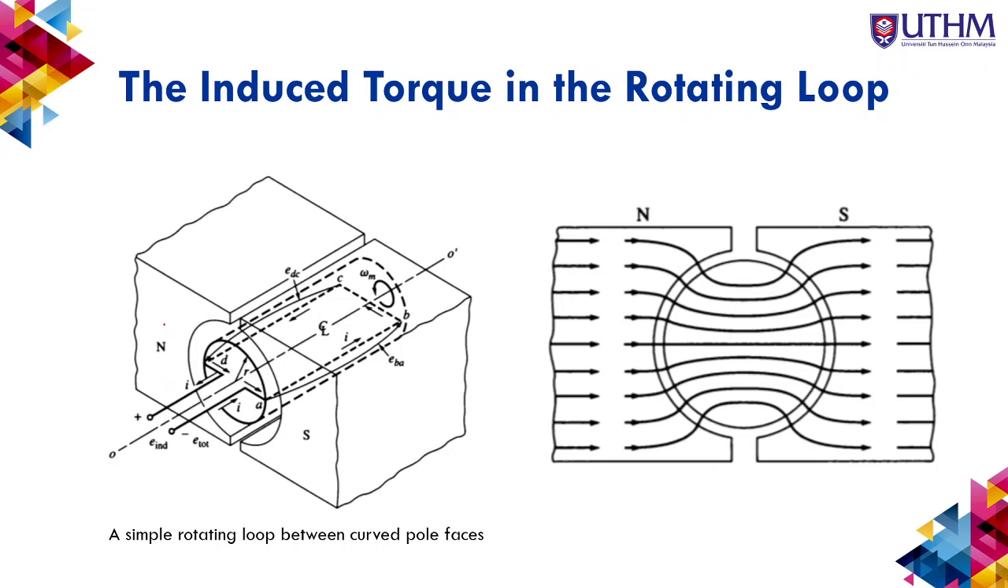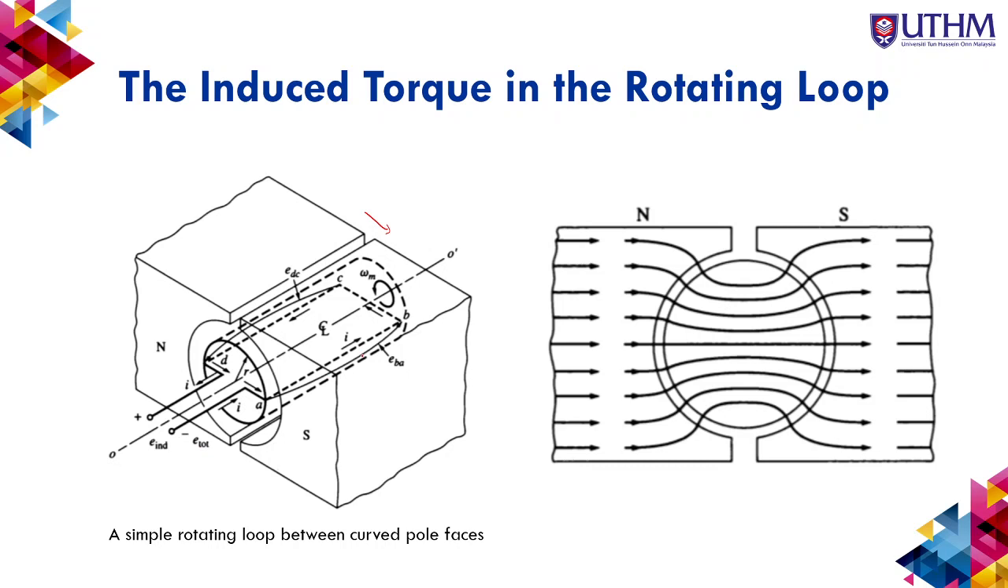Where we have the north pole and the south pole, and the direction of the magnetic field is from the north pole to the south pole. In this explanation we consider only a single rotating loop, a single coil only.